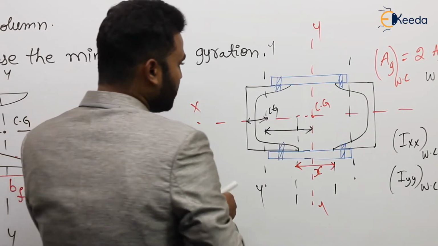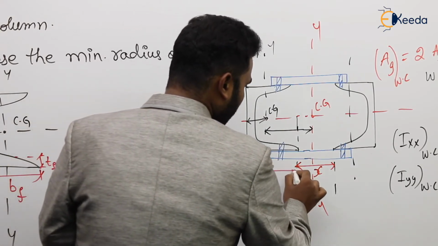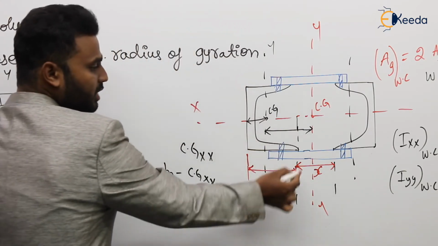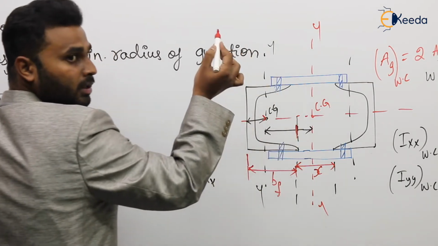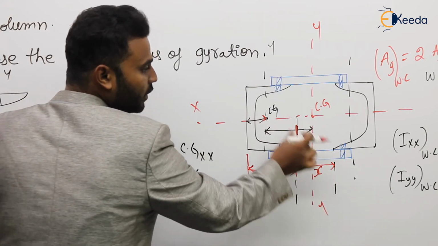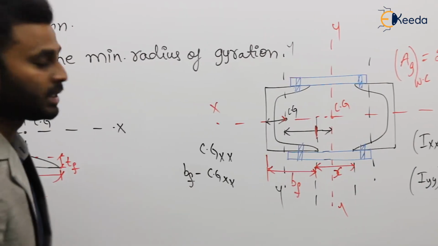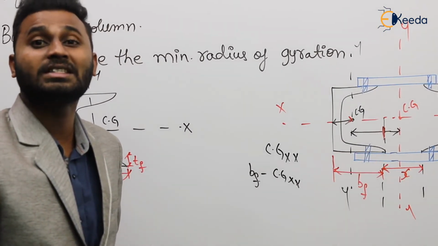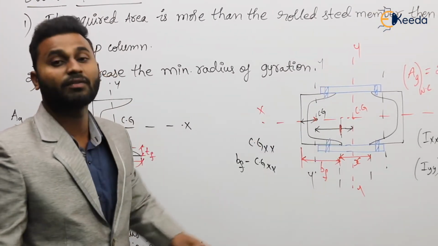Observe here, total is BF, the width of the flange. So from this width of the flange, if we deduct this value, we are going to get this value or not? After getting this value, if we add x by 2, we are going to get this value or not? Then we are going to get the total distance. Clear? After getting the total distance, by using the parallel axis theorem, can we find the moment of inertia about YY for a whole column or not?